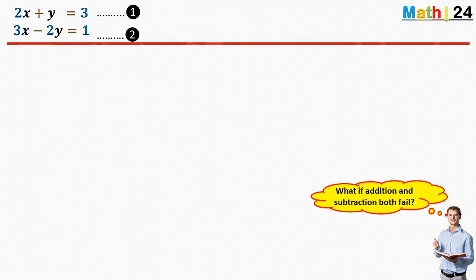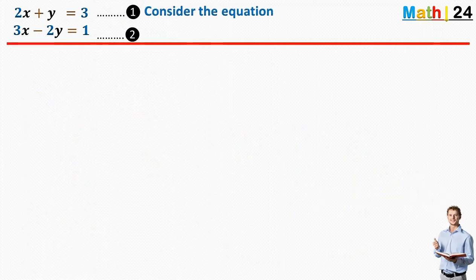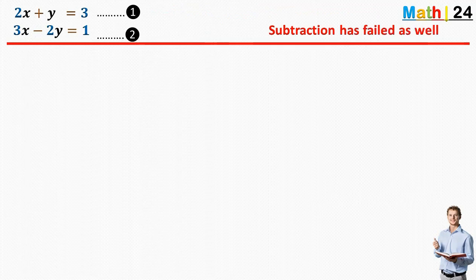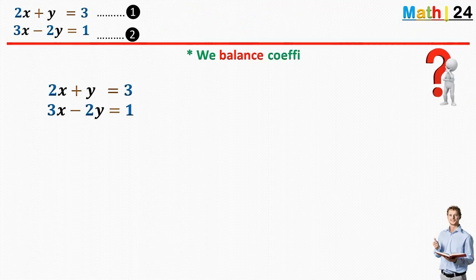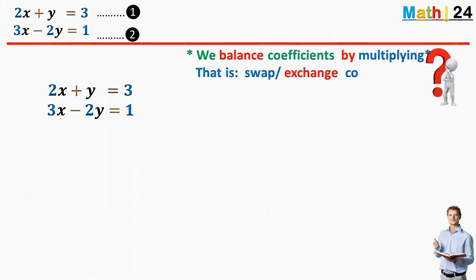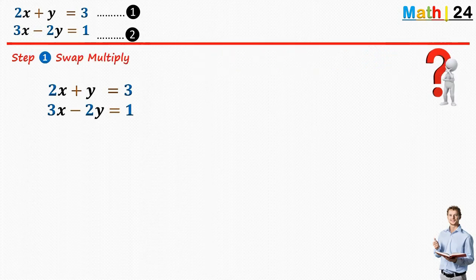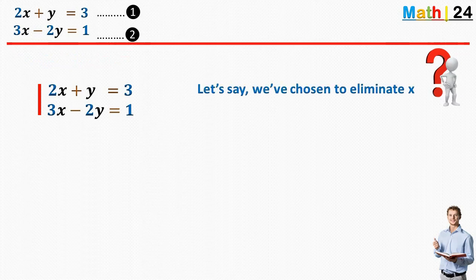What if addition and subtraction both fail? Consider the equations. Addition has failed, subtraction has failed as well. What do we do then? We balance coefficients by multiplying, that is, swap or exchange coefficients. Step 1: swap and multiply. Let's say we've chosen to eliminate x.